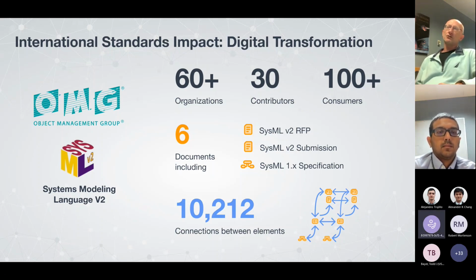And for v2, the request for proposal and the submission, which together with the requirements is around 1,000 pages, has also been produced with the View Editor and OpenMBEE, with a lot of contributors and consumers. So that's kind of the digital transformation of the OMG specification production.